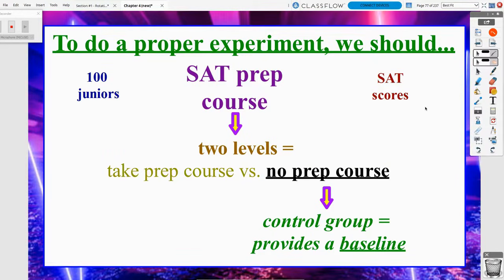Now, the no prep course, they don't actually get a treatment, right? I mean, they're just going to live their lives like they would have normally. So what we would call this type of group is a control group, and they're going to provide us a baseline comparison to our group of students who actually took the prep course. Okay, we don't just give kids the SAT prep course and then look at their overall score, and then we have nothing to compare it to. So our no prep course is going to be what's called our control group.